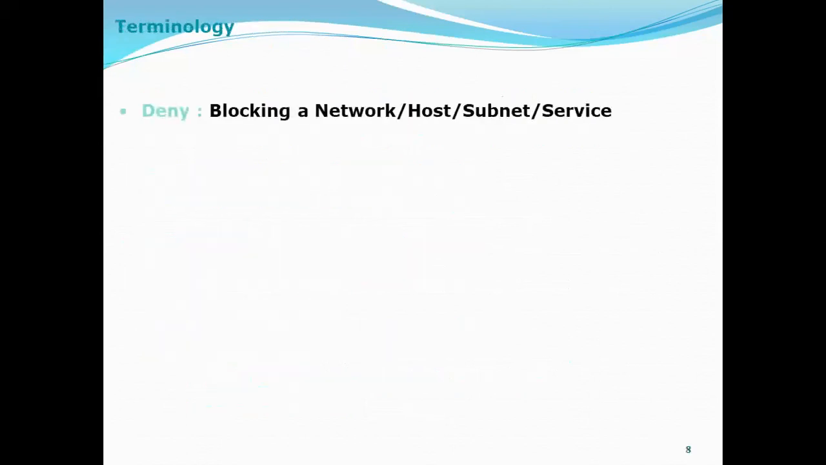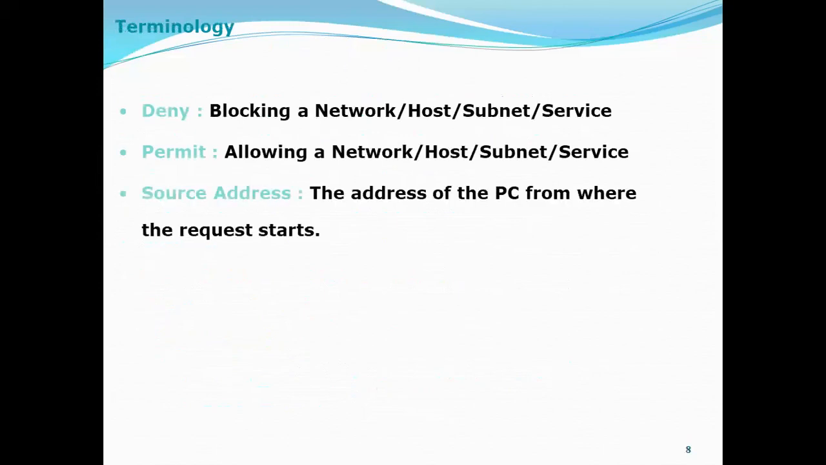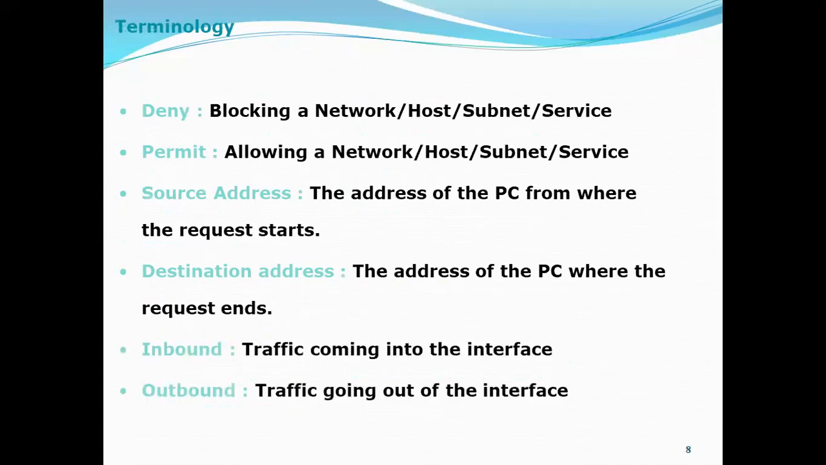Then some terminology is used in ACL, that is deny. Deny is used for blocking a network, host, subnet, or service. Permit is used for allowing a network, host, subnet, or service. Source address is the address of the PC from where the request starts, or it can be the address of the network or subnet. Destination address is the address of the PC or the network where the request ends. Inbound is traffic coming into the interface. Outbound is traffic going out of the interface.